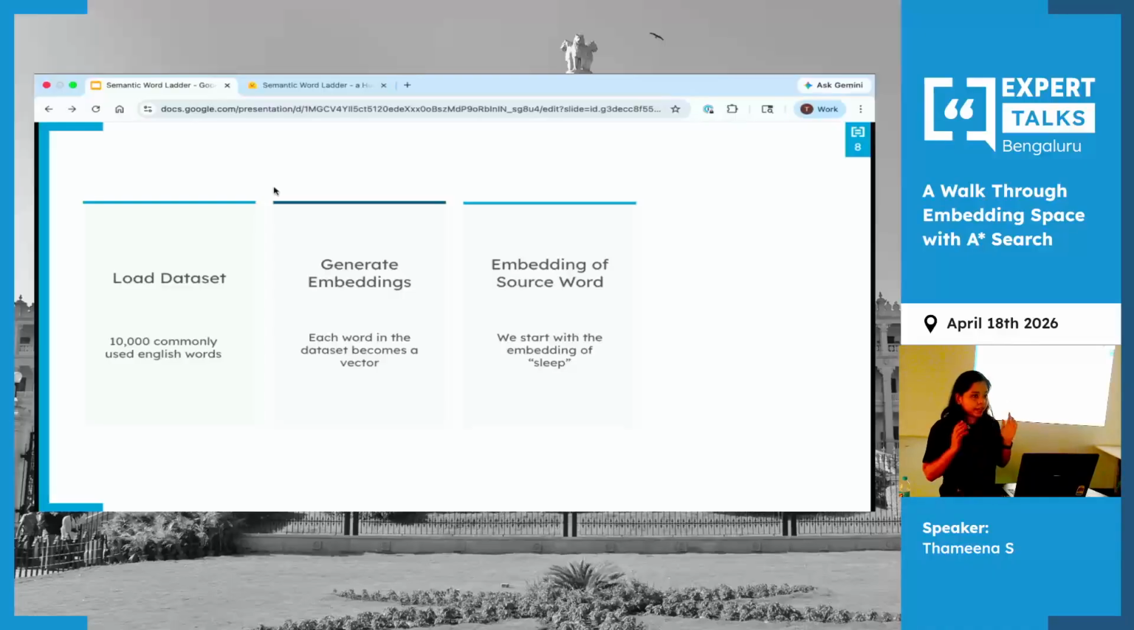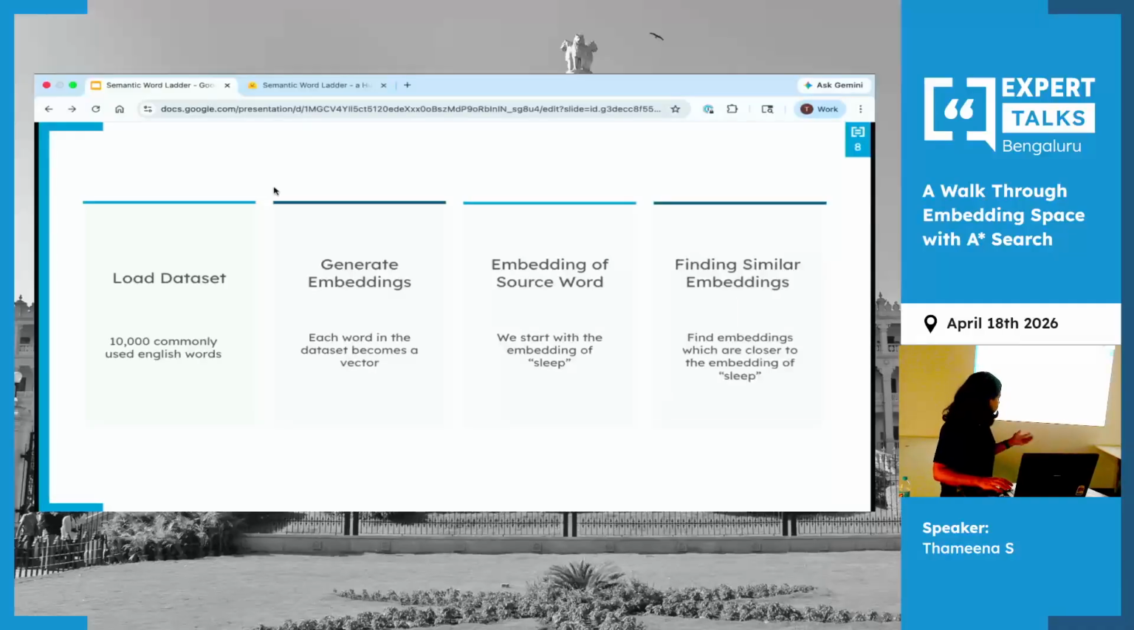So now you have an array of numbers, which is the embedding of sleep. The next thing to form a word ladder is you have to find a word that is similar to sleep, right? Or in mathematical terms, you have to find a vector or an embedding or an array of numbers that has values similar to that of the embedding of sleep. Or in other words, we have to find similar embeddings, right? So we have to find embeddings or values of those vectors which are closer to the embedding of sleep.